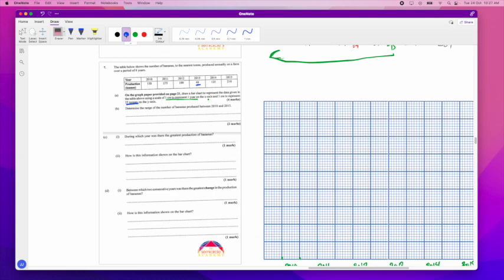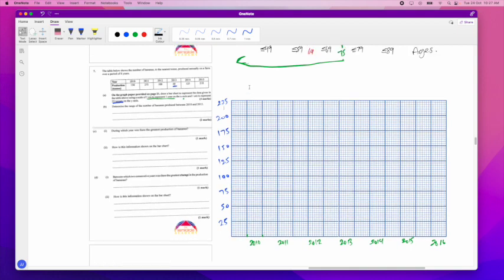Let's see. So if this will be 25, this will be 50, this will be 75, this will be 100, 125, 150, 175, 200, and then 225. Yes, thankfully everything fit. So now let's plot this graph.